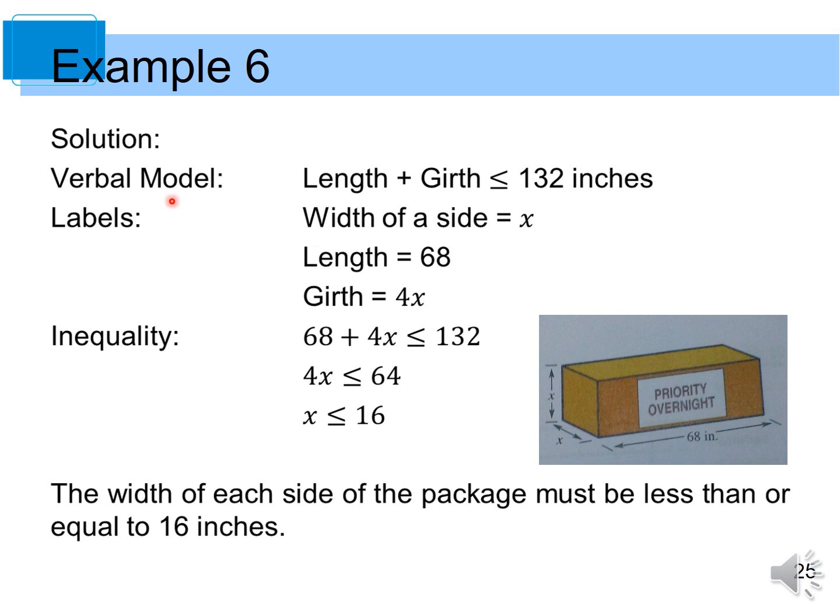And from this verbal model, we transform into a mathematical inequality. So the length is 68 plus the girth 4x less than or equal to 132, and we solve. So we have x should be less than or equal to 16, and you can conclude your answer. The width of each side of the package must be less than or equal to 16 inches.